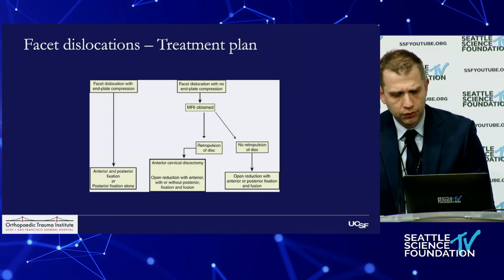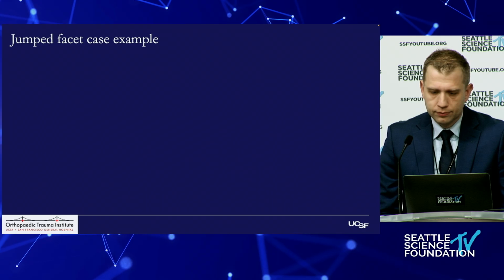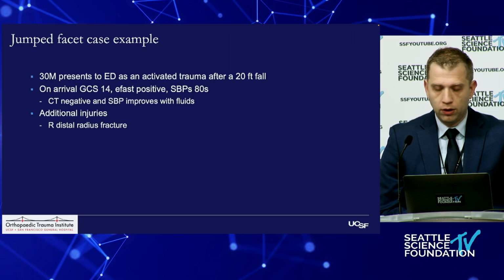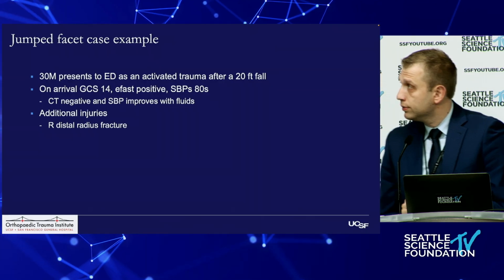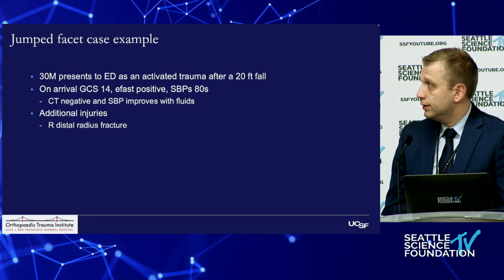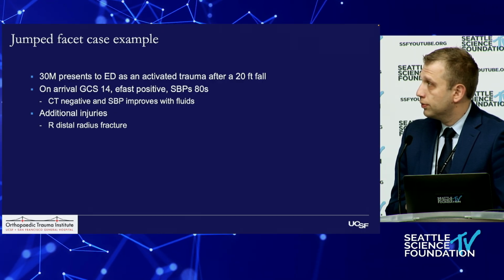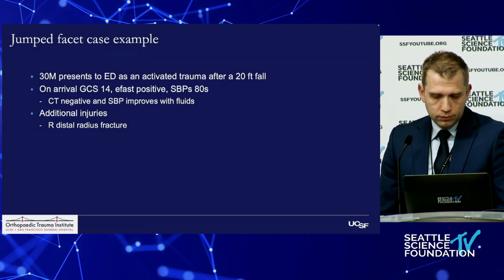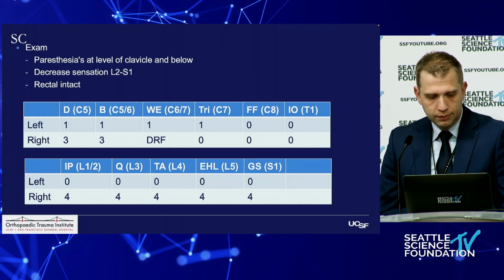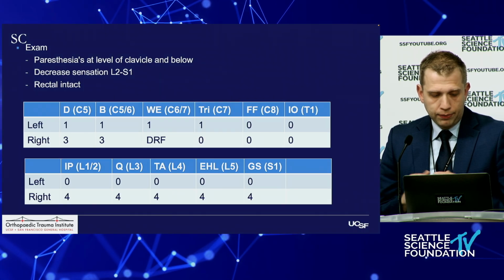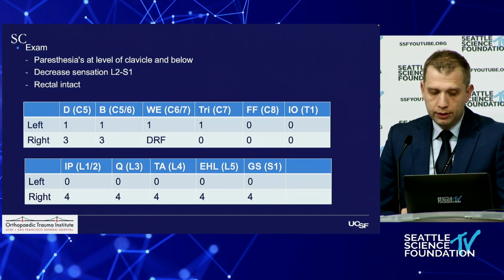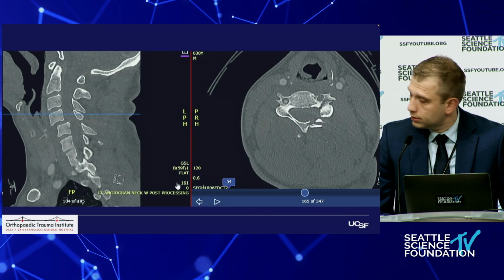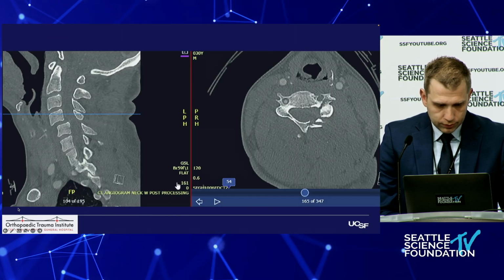So now let's just go through a couple of cases. This is a 30-year-old male who presented to the ED after a 20-foot fall with a GCS of 14, blood pressure in the 80s. CT was negative, and the blood pressure improves with fluid. As you can see, he has some deficits. He has paresthesias at the level of the clavicle and below. He has decreased sensation at S1, and he's rectal intact. And so, let's play this video.